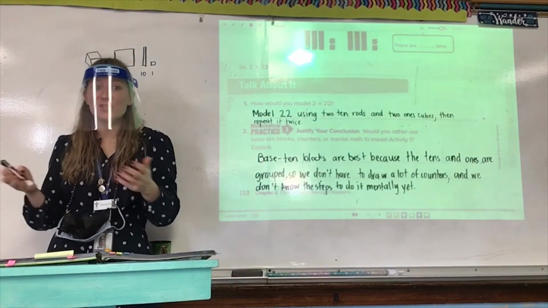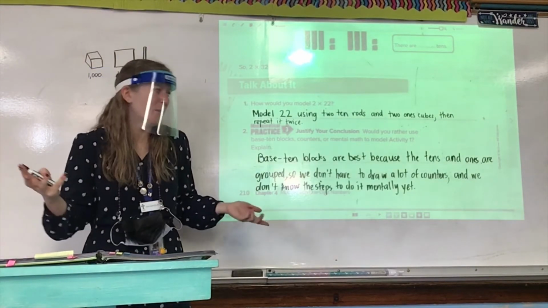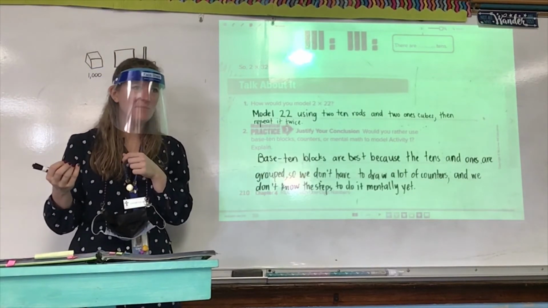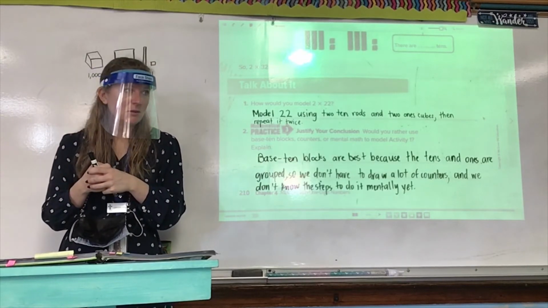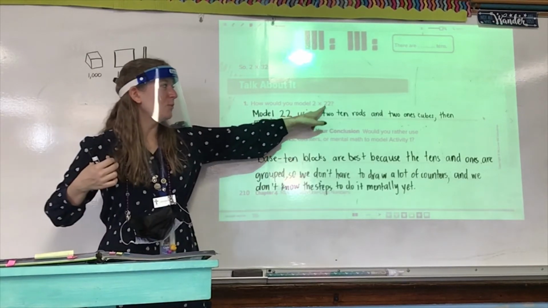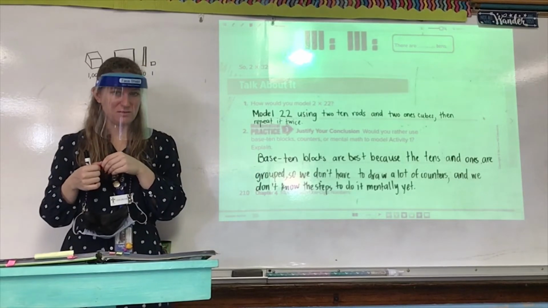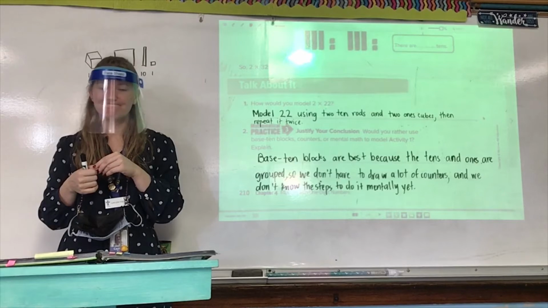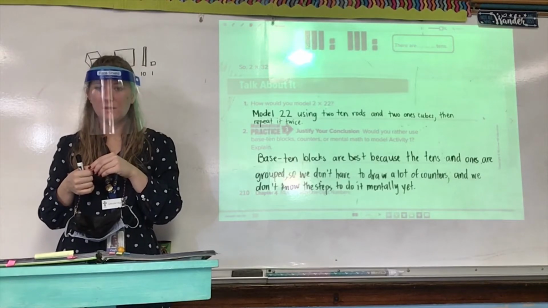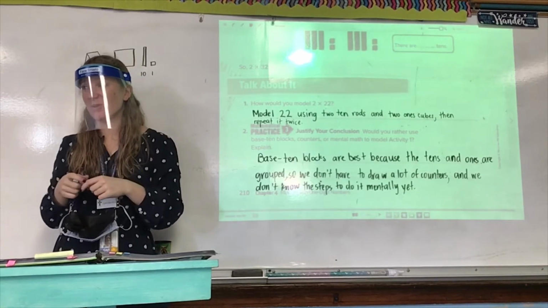Now, if we were just doing basic facts, I would say, yeah, mental math is definitely the best way to do it so that you don't have to spend forever drawing a model. But when we're multiplying multi-digit numbers, is mental math the best way to do it right now? Probably not. Especially once we get into regrouping.